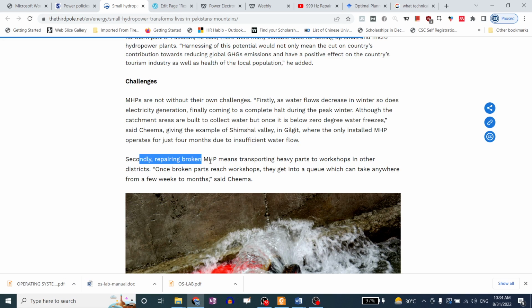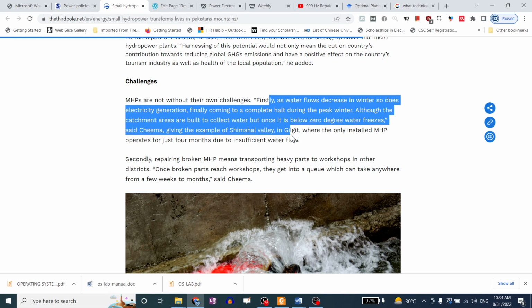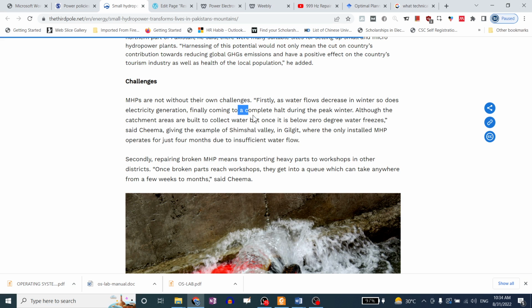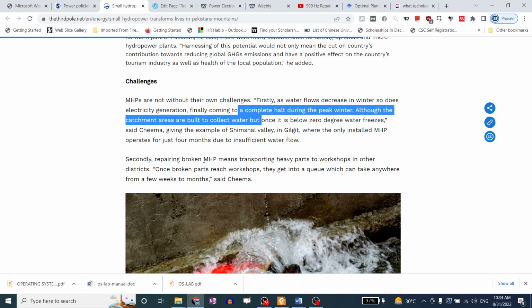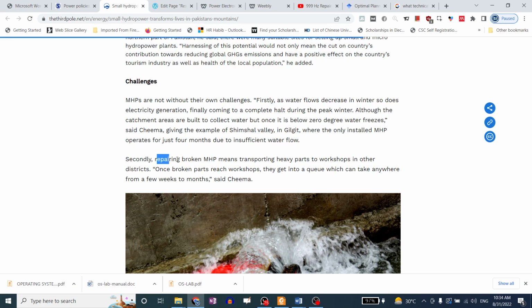Secondly, repairing broken plants is also a challenge. You can see, one is the water storage issue in winter when we don't have much electricity, and secondly repairing broken micro hydro plants, because for example these days we have floods, and the floods have damaged infrastructure, all micro hydro power plants have been damaged. If we want to bring these broken parts to a workshop, then it needs a queue and it will take a few weeks to months to repair. So this is the second problem.